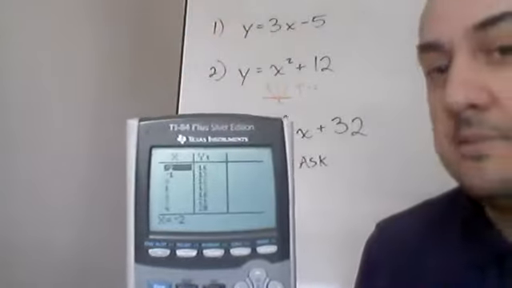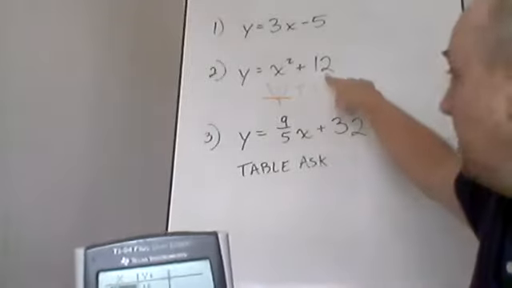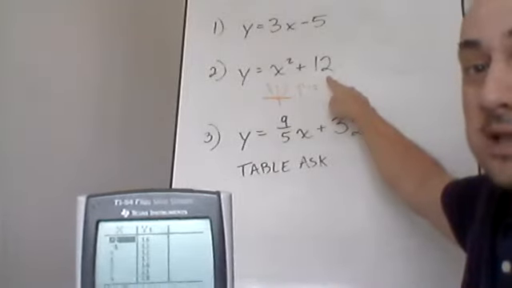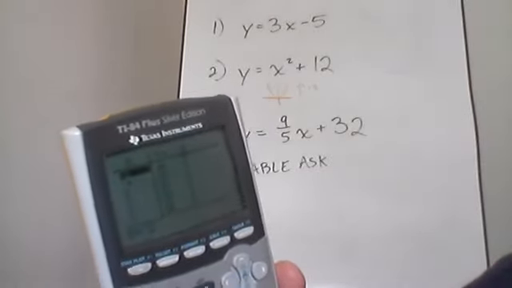All right, so this table feature is literally telling me a bunch of points on the graph of the function or the equation y equals x squared plus 12. So this calculator is saying that when x is equal to -2, y is 16.